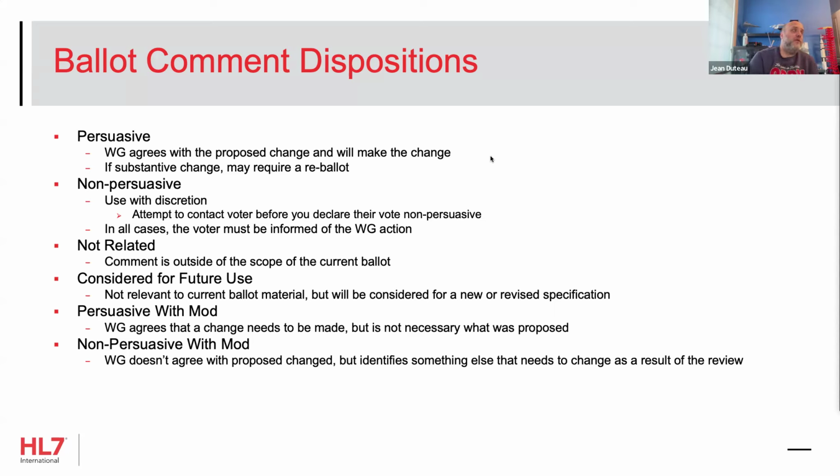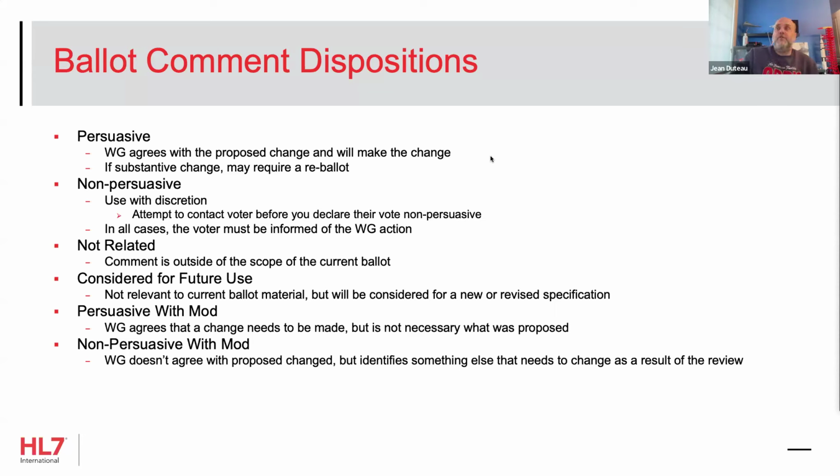The other two that are slightly different, not related, where you're saying this comment's got nothing to do with what we were balloting. Hey, I love this guide. You should add this whole new section to it. You're like, yeah, no, that's not what we're going to do. So sorry, that's not related. Or the considered for future use, where it's like, hey, that's a great idea. We're just not going to do it now because of the scope of the guide, or for whatever reason, but it's something that we want to keep in mind, and we're going to do considered for future use.